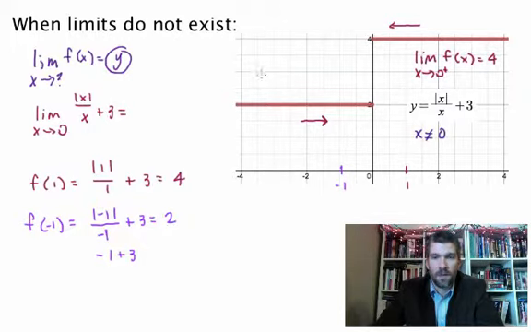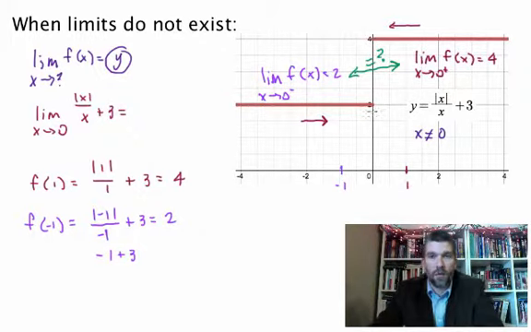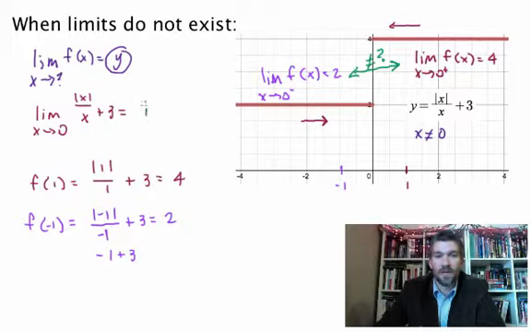And so the limit as x approaches 0 from the left of the function is 2. Well, if you'll notice, these two limits right here are not the same. If they were to equal each other, then we would have a limit at 0, but they don't equal each other. So at this point, we would say that this limit then does not exist.